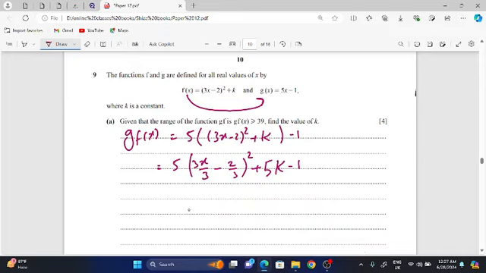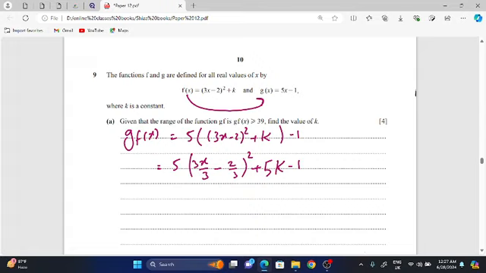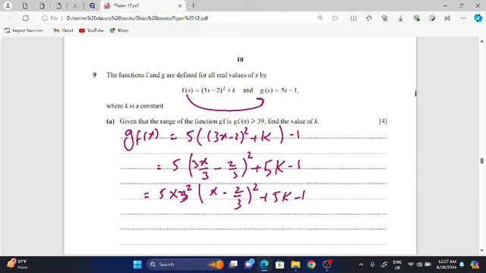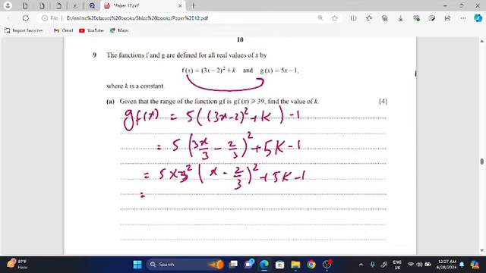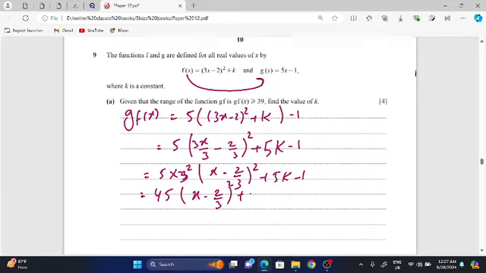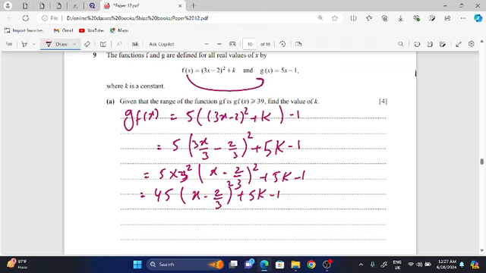Because I'm dividing by 3 inside the bracket, which is squared, I definitely need to multiply by 3 square with the 5. So that becomes 5 times 3 square, because inside the brackets there is a square. So (x minus 2 by 3) whole square plus 5k minus 1. 3 square is 9, 9 times 5 is 45. So 45 times (x minus 2 by 3) whole square plus 5k minus 1.